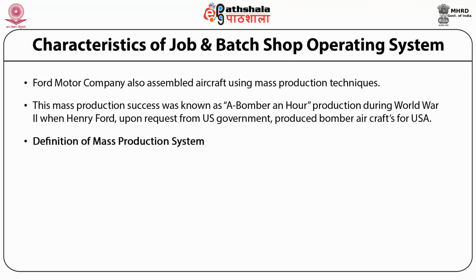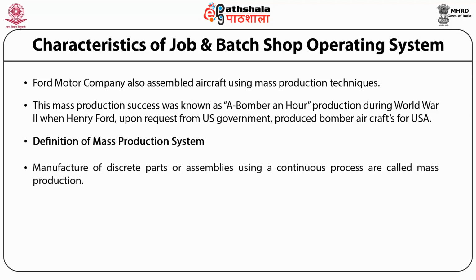Definition of mass production system. Manufacture of discrete parts or assemblies using a continuous process is called mass production. It involves a very large volume of production. In mass production system, the machines are arranged in a line or product layout. In this system, the product or the processes are standardized in nature. All outputs follow the same path in the mass production system.